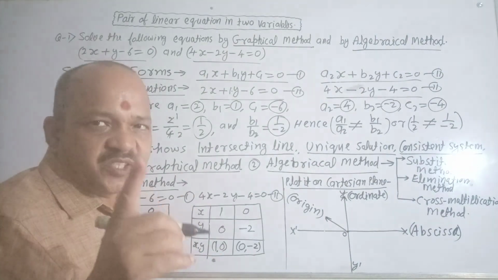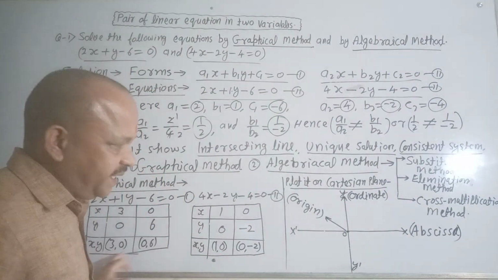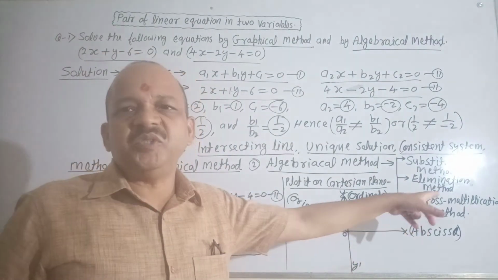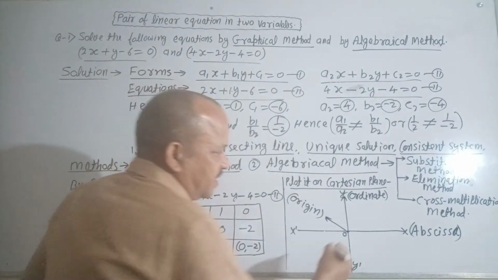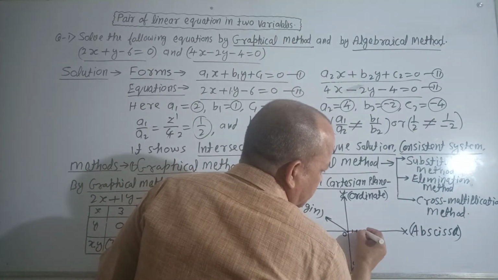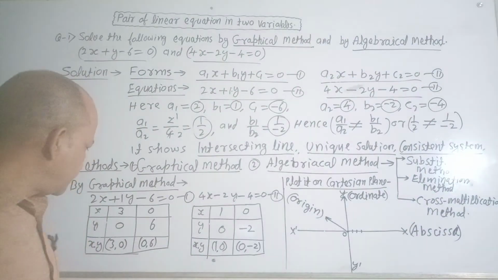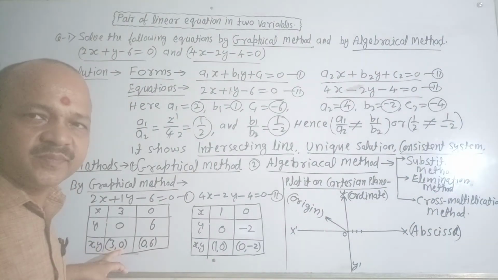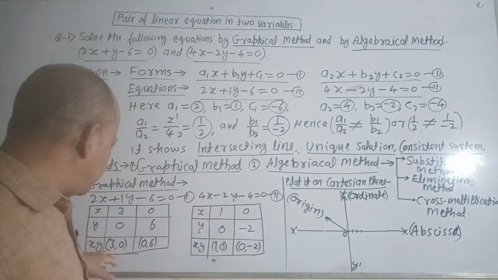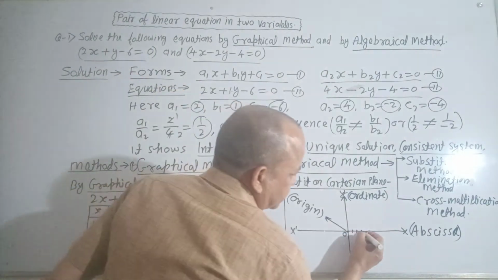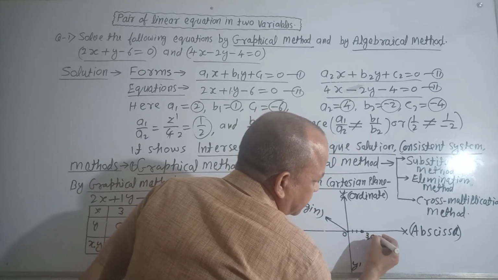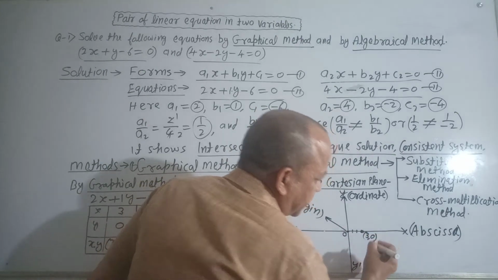Plot (3, 0). 3 at the abscissa in the positive direction. Here 1, 2, 3. 0 at the origin. It means your point (3, 0) is here. This is point A.